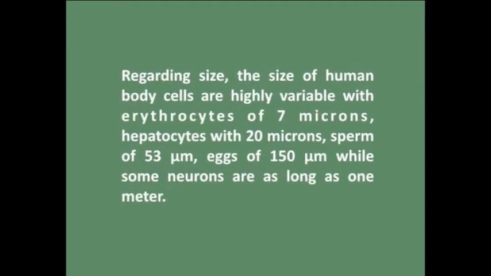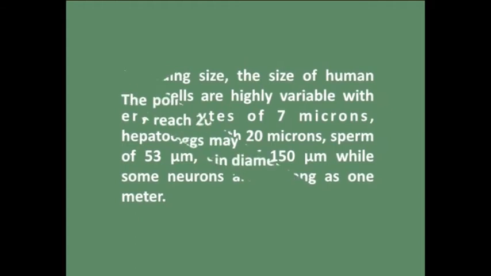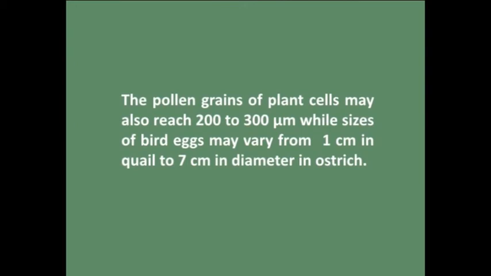Regarding size, the size of human body cells is highly variable, with erythrocytes of 7 microns, hepatocytes with 20 microns, sperms of 53 micrometer, eggs of 150 micrometer, while some neurons are as long as 1 meter. The pollen grains of plant cells may also reach 200 to 300 micrometer, while sizes of bird eggs may vary from 1 cm in quail to 7 cm in diameter in ostrich.